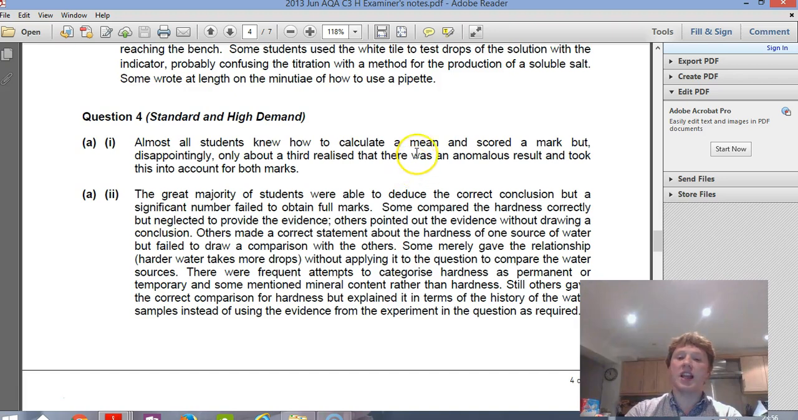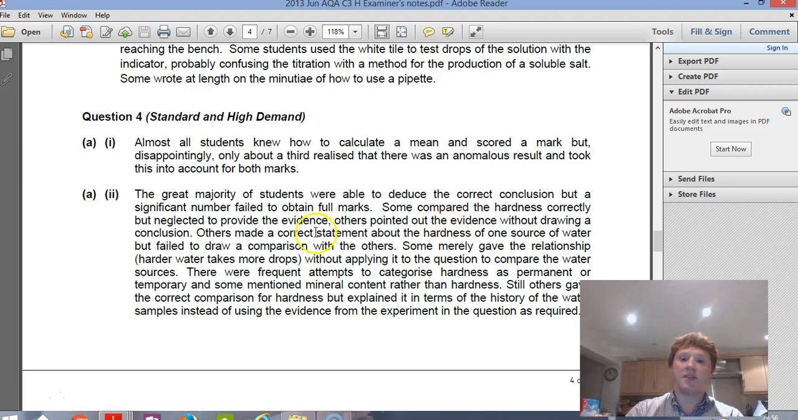Almost all students need to calculate a mean, but only a third realise there was an anomalous result. Make sure you know about the anomalous result checking first. This one: they got the correct conclusion but failed to get full marks. Some compared hardness but neglected to provide the evidence, so they need to talk about the soap.